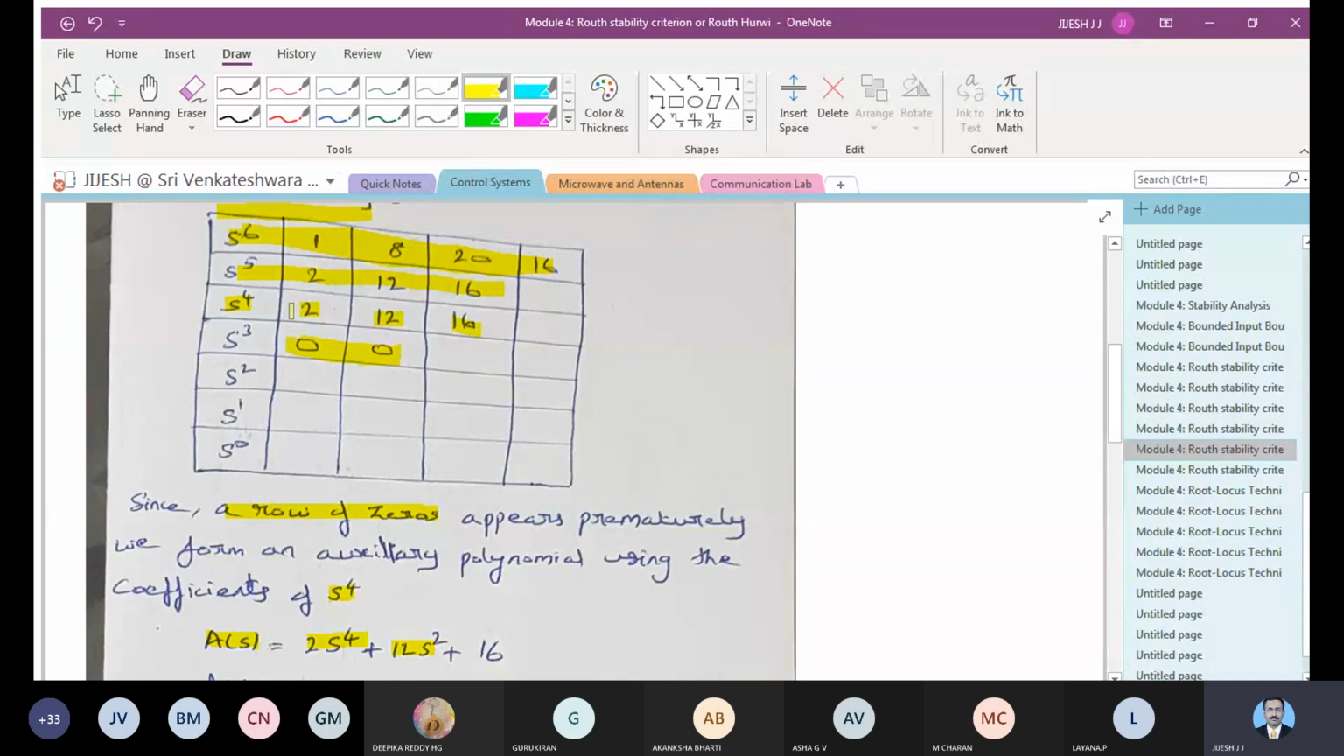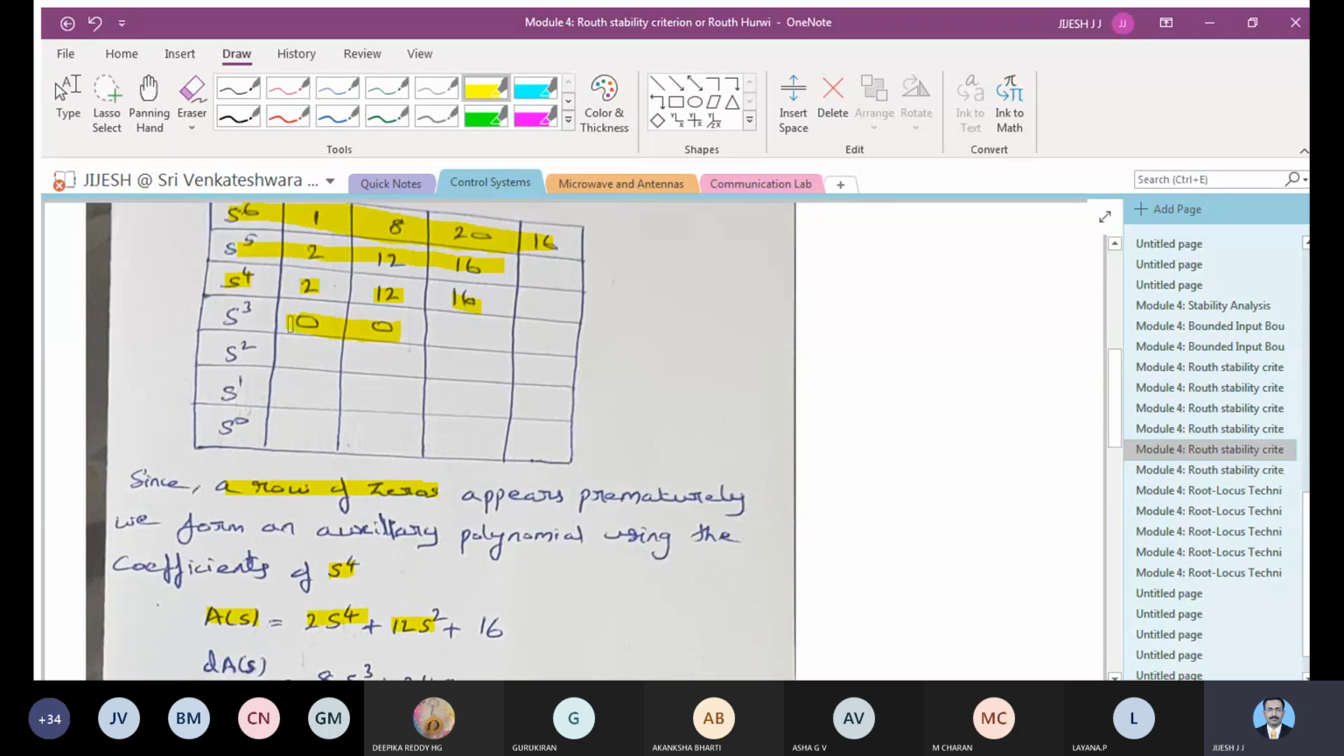So since you have the coefficients 2, 12 and 16, now you have to come up with the equation, and then you have to take the differentiation of that. So that is the method called the second difficulty when it arises. That is, when the entire row becomes 0, you get stuck there. You are not able to solve it further. So when you are not able to solve it further, you have to use this difficulty 2 method in order to continue the problem further.